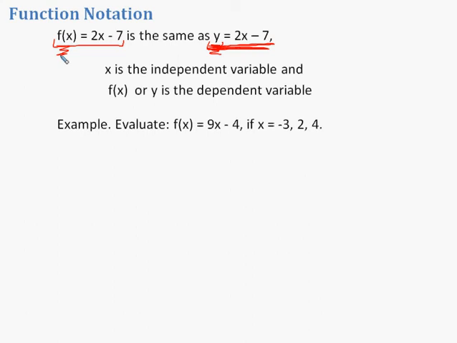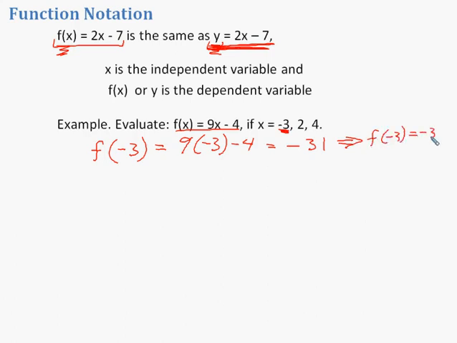So here's an example. Evaluate f of x equals 9x minus 4. Here's one advantage of using function notation. I can have the number I'm plugging in for x right there as part of the expression. So f of -3. Here's my function. For x equals -3, 2, and 4, I'm going to put -3 in for x. So that's 9 times -3 minus 4, which is -27 minus 4, which is -31. So that means f of -3 is -31.